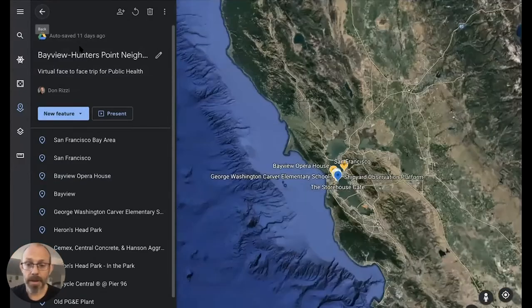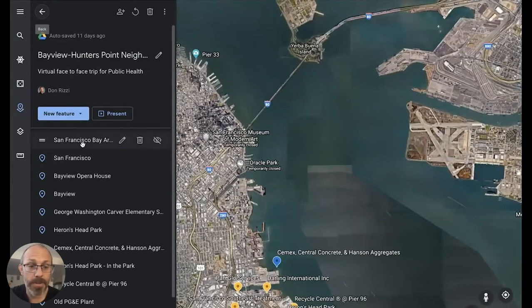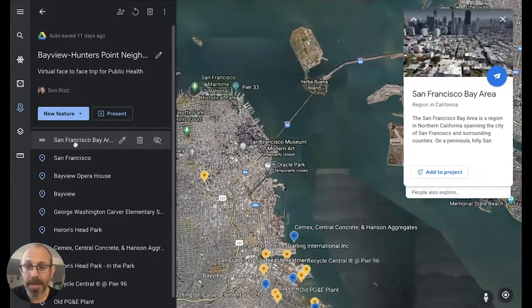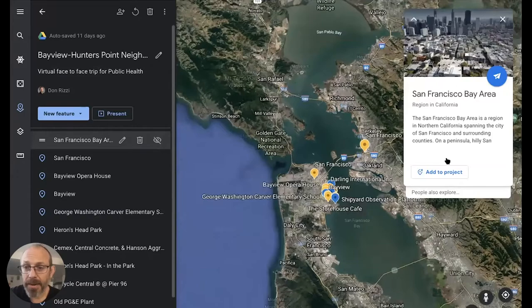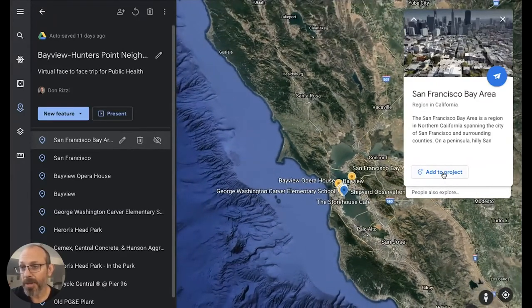So within this framework, I was able to quite easily pull in places that are already embedded within the framework of Google. And every time I click on a particular area, I'm able to add what Google has already provided for me to my project really easily.